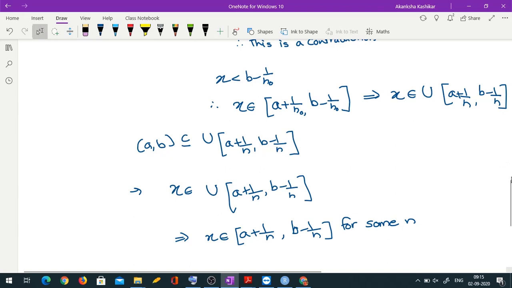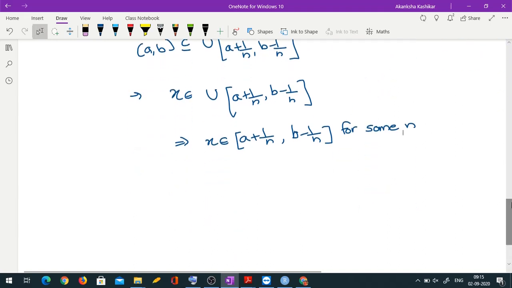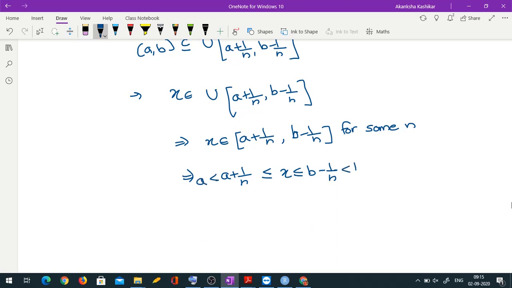Okay, x belongs to this interval for some n. This implies that a plus 1 by n is less than or equal to x is less than or equal to b minus 1 by n. And of course, this means that a is here, b is here. Therefore, x belongs to open AB. Okay. So, we have proved both ways.